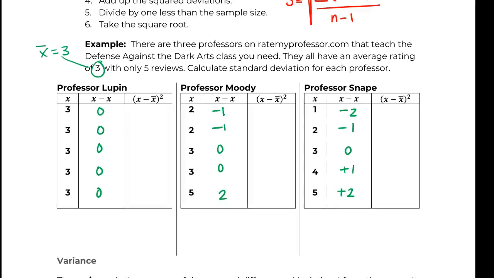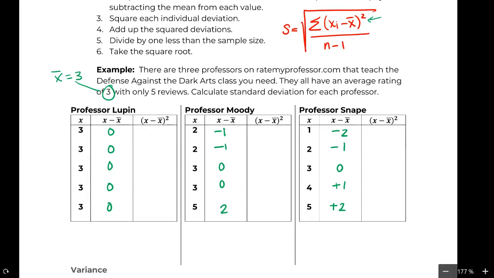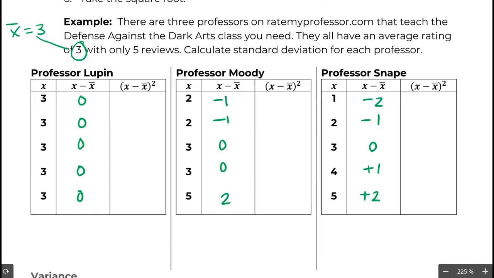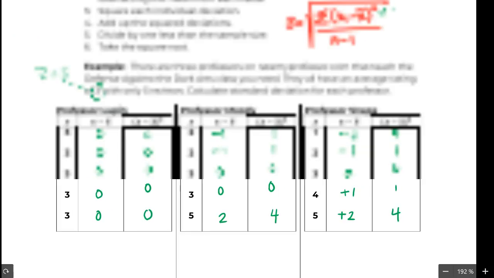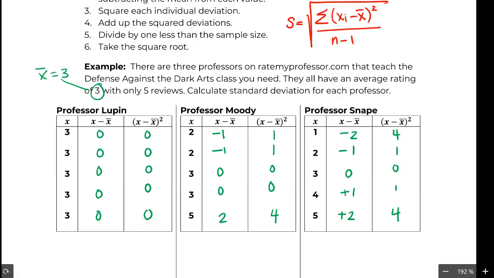Now, as we saw in our calculation, right, we want to do these things squared. So the next step would be to take all of these values and square them. Well, 0 squared is still just 0. And now you see those negatives are becoming positives, and the further things are from average, the more they're sort of being penalized. And we got that step done, right? So we've done the deviations, we've squared them.